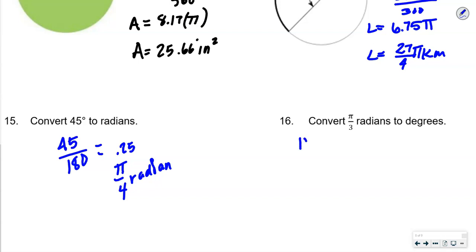So this next one says convert radians to degrees. So we're always going to take our pi, and that's equal to 180, right? So we're going to do 180 divided by 3, and everybody should know that that's 60 degrees. And we are done.